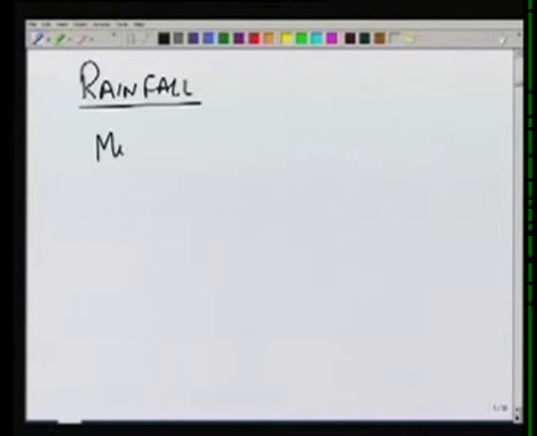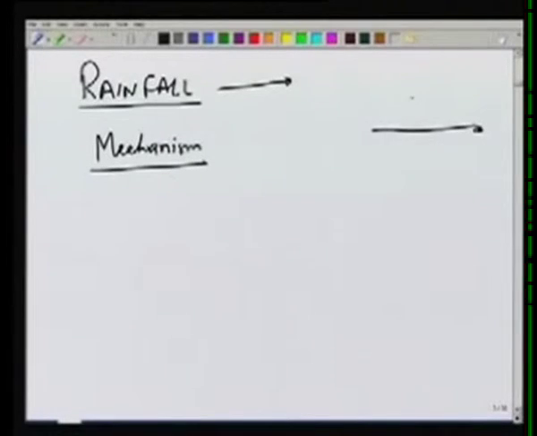So let's first look at what is the mechanism. In rainfall, what we require is presence of water vapor, and then somehow they should condense and fall to the ground. So if water vapor is present in the atmosphere, suppose this is the ground level and there is water vapor present in the atmosphere here, this has to cool down in order to precipitate.